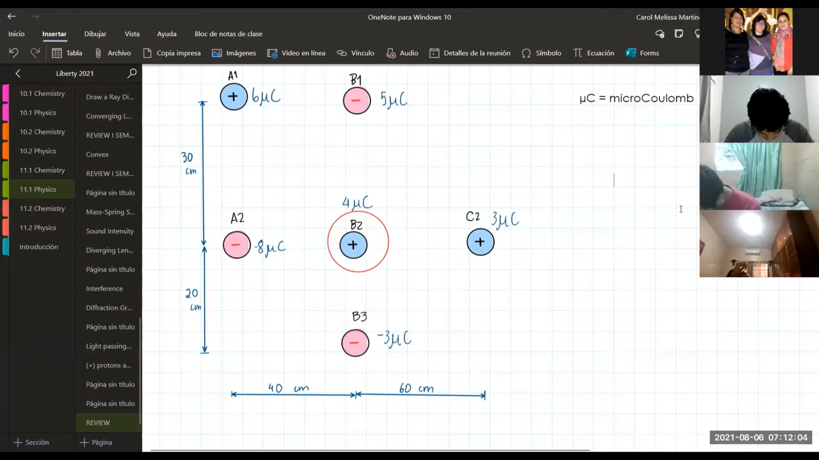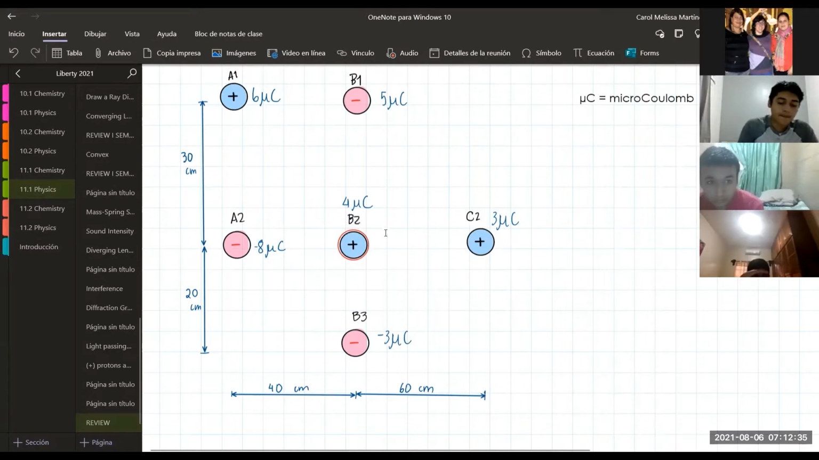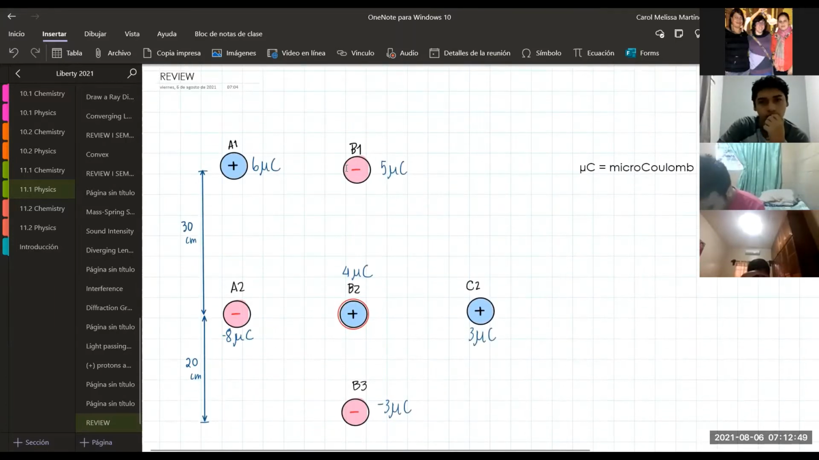Now, as a first step, we need to analyze whether the kind of forces acting on this particle are attraction or repulsion. It's going to be applied on B2. Sorry, I'm arranging this better. Let's see, now it's better. Okay, I'm going to start from this particle here. I'm going to analyze these two.